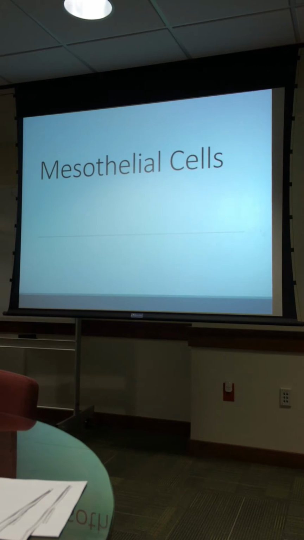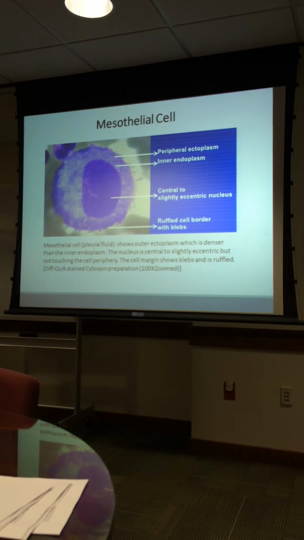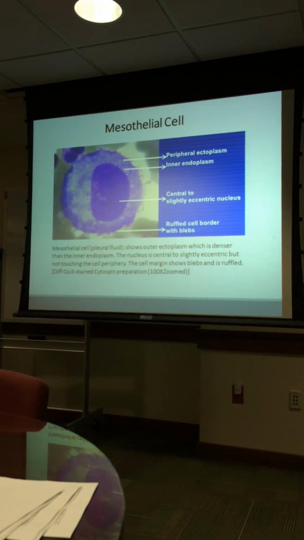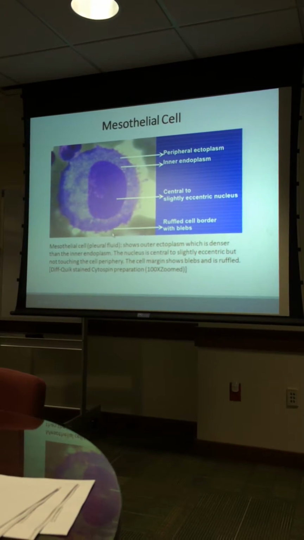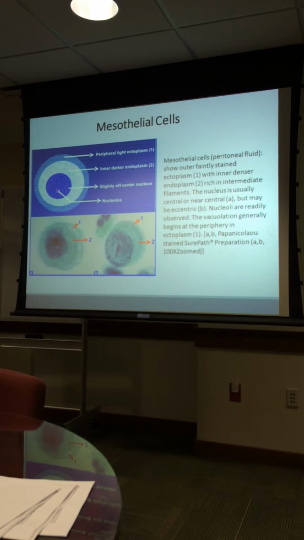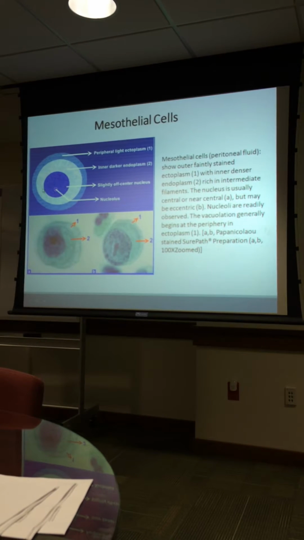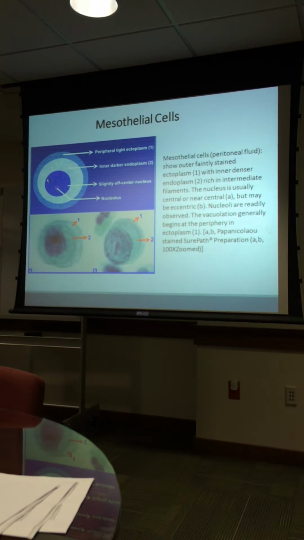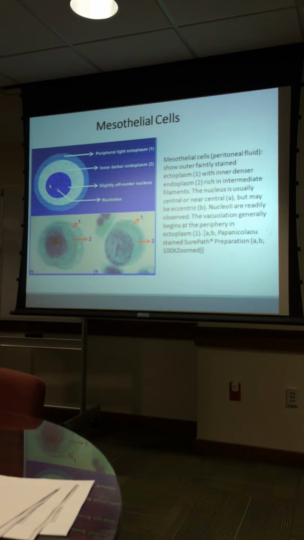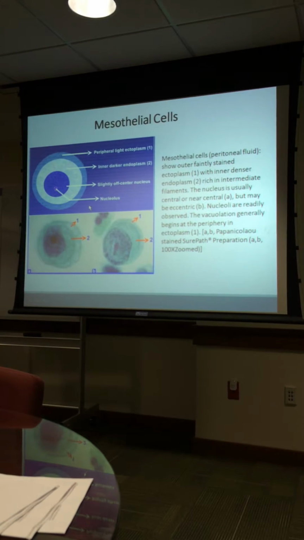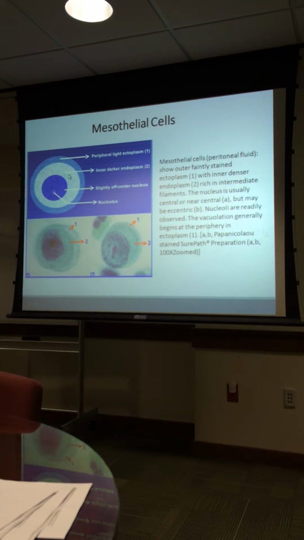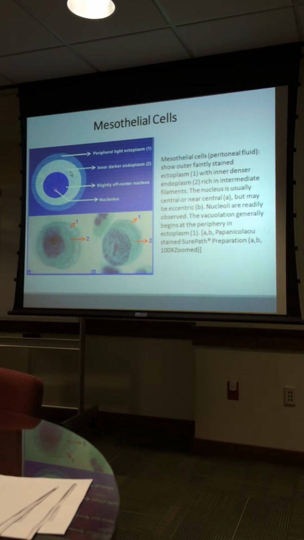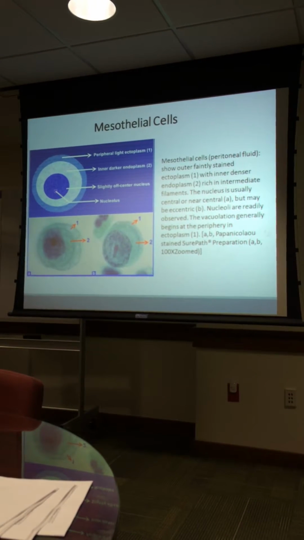Okay, so let's review what mesothelial cells look like. They sort of look like macrophages. This isn't the best picture, I think there are better ones, but this is a good cartoon to start off with. Centrally placed, and sometimes eccentrically placed nucleus, relatively abundant cytoplasm, and the key to identifying mesothelial cells is that they have a two-tone cytoplasm.